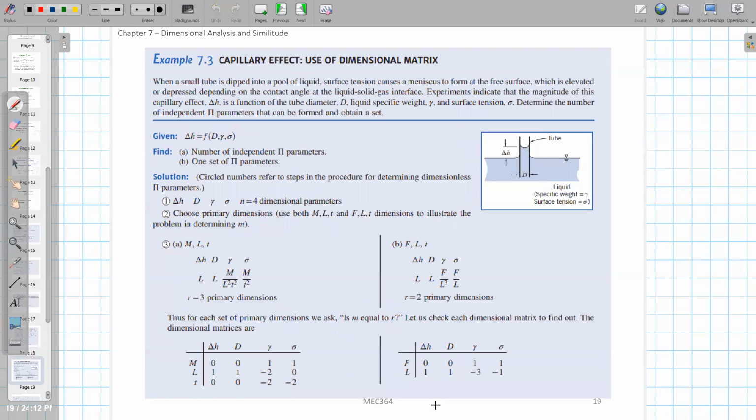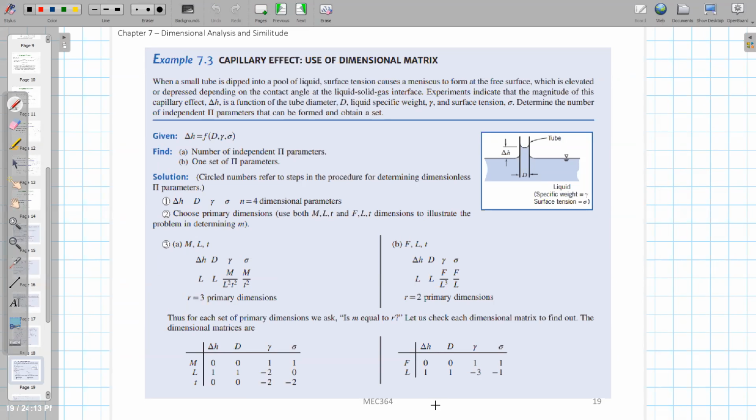Okay. So in our textbook, there is another example. I will leave this one for you to read yourself. But it's the same idea, the same 6 steps. First step, list all the dimensional parameters. Step 2, try to choose the primary dimensions. Usually it's just M, L, T.